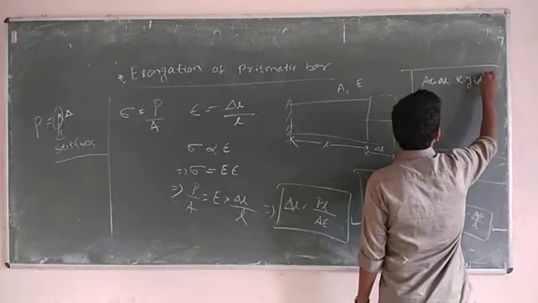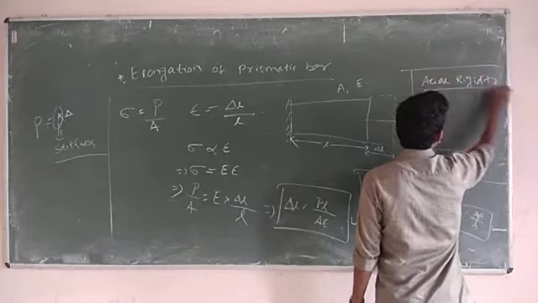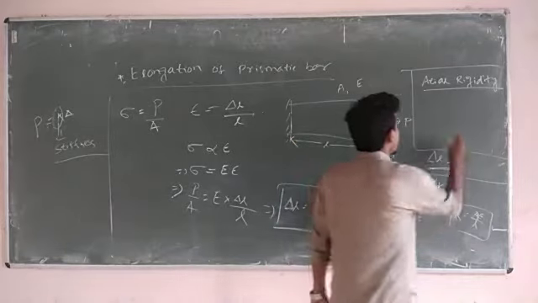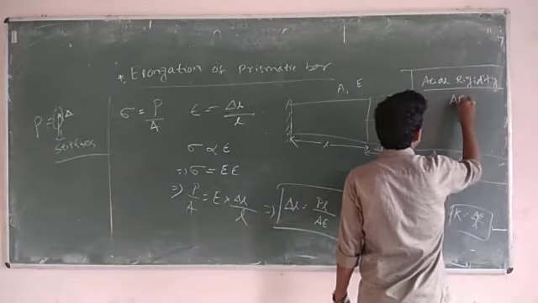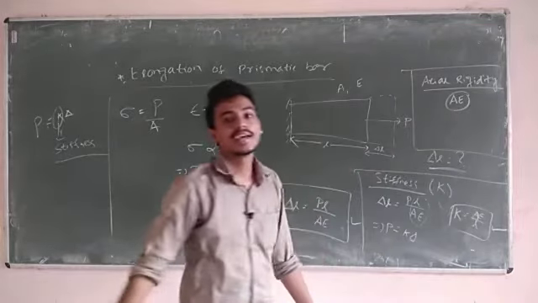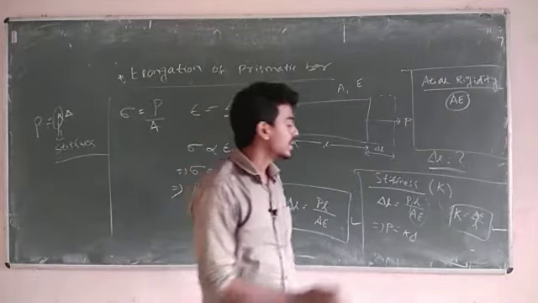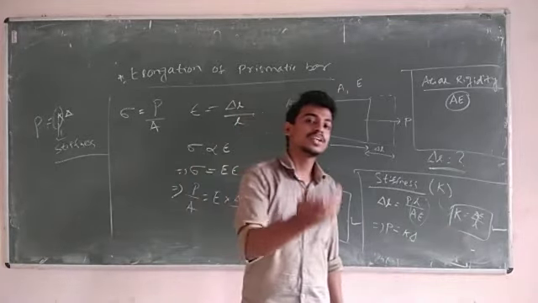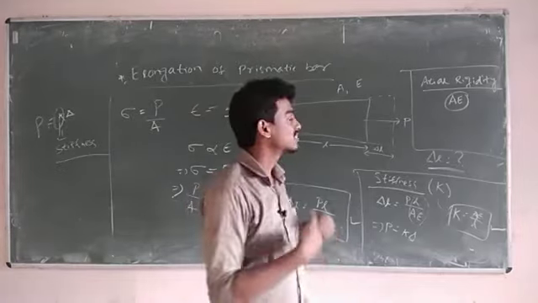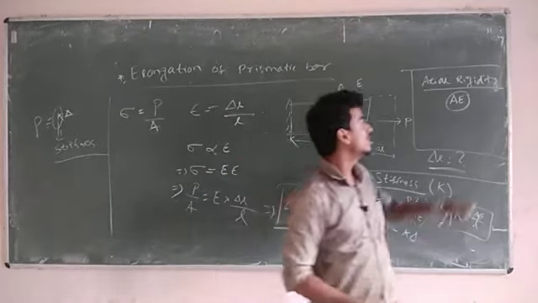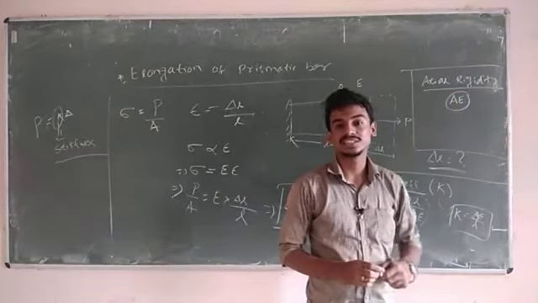All these terms should be remembered, otherwise you cannot do problems. Axial rigidity means the multiplication of AE. AE is called axial rigidity. In the next chapter, you will find the flexural rigidity. Like this, you will find torsional rigidity.